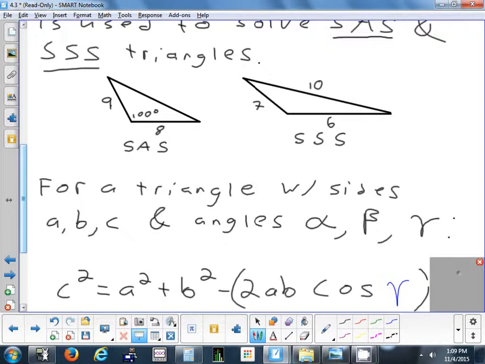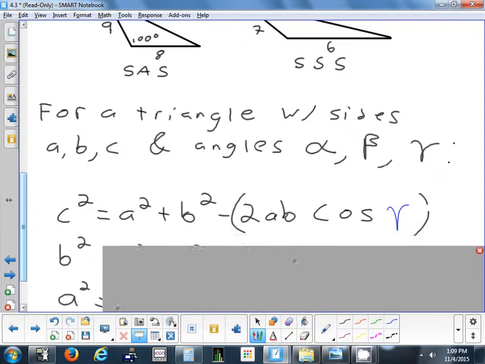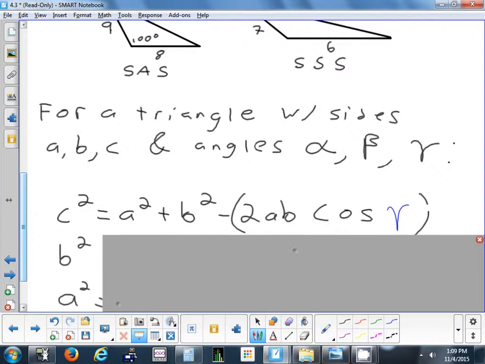Okay, and that's what the law of cosines looks like no matter how we rewrite it. 1 side squared equals the sum of the other 2 minus twice the product of the other 2 times the cosine of the angle across from the side you started with. All right, so let's see if we can figure out what it would look like when it starts with b squared. Okay, same basic structure, all the letters just move around a little bit.